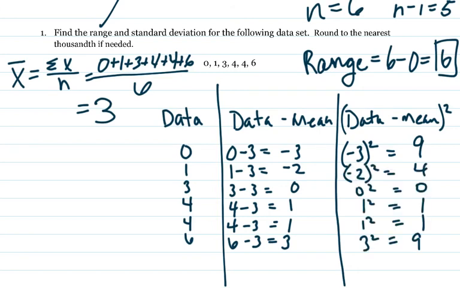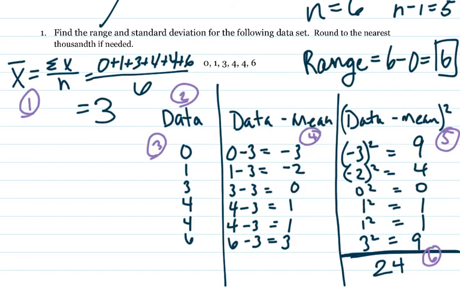And we have all of our values in that last part of our chart. So now we sum them together. So our next step was to sum these values. So 9 plus 4 plus 1 plus 1 plus 9 is 24. So I just took a second to label the steps in purple. So finding the mean was step 1, creating the chart was step 2, writing the data down under the data column was step 3, doing the subtraction of data minus mean was step 4. Squaring that difference was step 5. And then step 6 was to sum the values in that column.